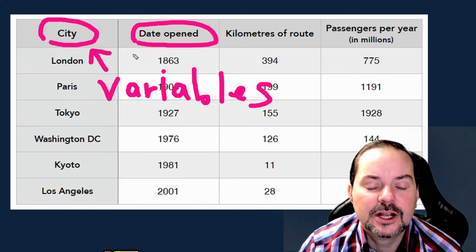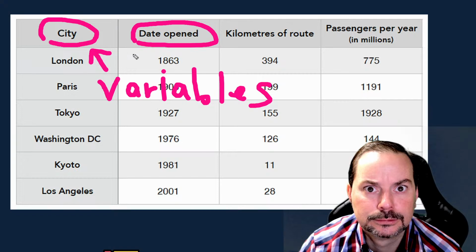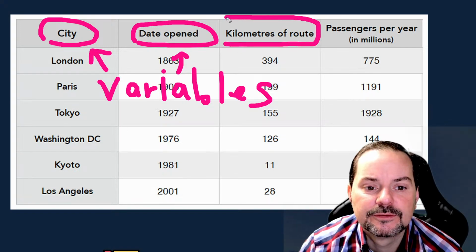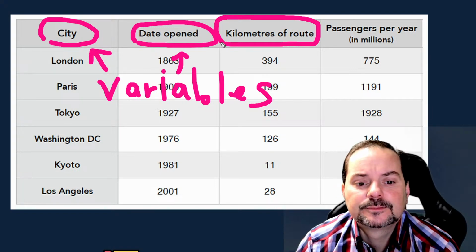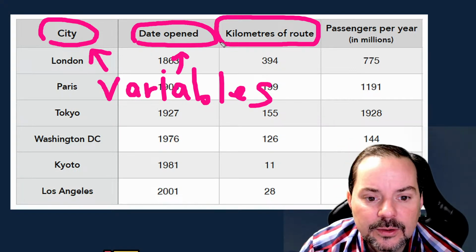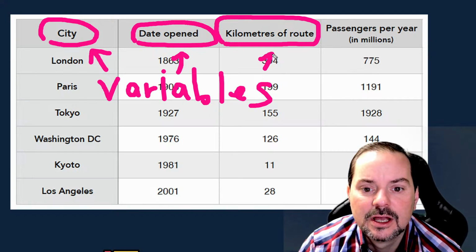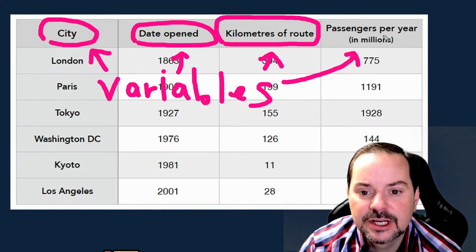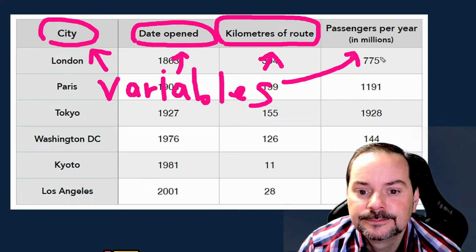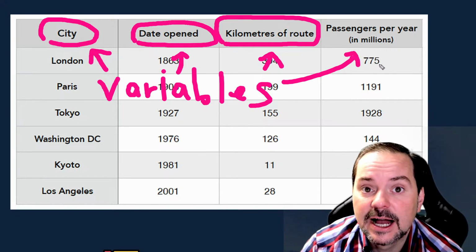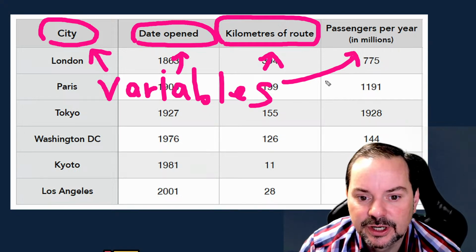We've got the date of inauguration. There's a fancy word, inauguration. The date of inauguration is the date that it opened. Okay. The kilometers of route, so basically the distance that the railway is built or established, okay? And then we've got the passengers here per year in millions. So it's 775 million passengers per year.